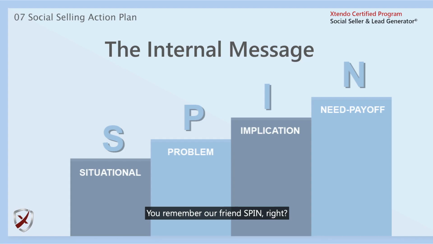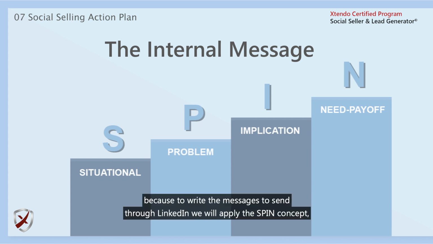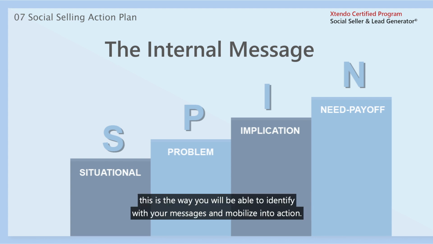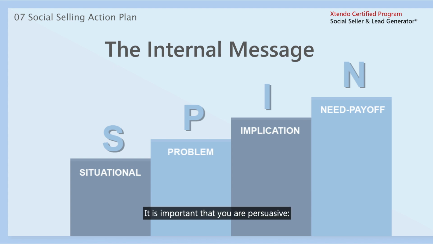You remember our friend SPIN, right? Good, because to write the messages to send through LinkedIn, we will apply the SPIN concept, focusing on the situations that your potential clients are facing, also on their pains and implications. This is the way you will be able to identify with your messages and mobilize into action. It is important that you are persuasive, that you mobilize the emotions of your counterpart. Look for prospects that have a conscious and relevant pain. It is the shortest way, and you will see faster results.